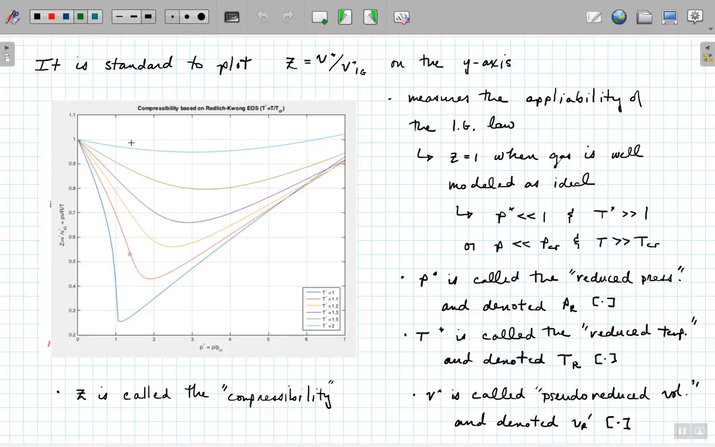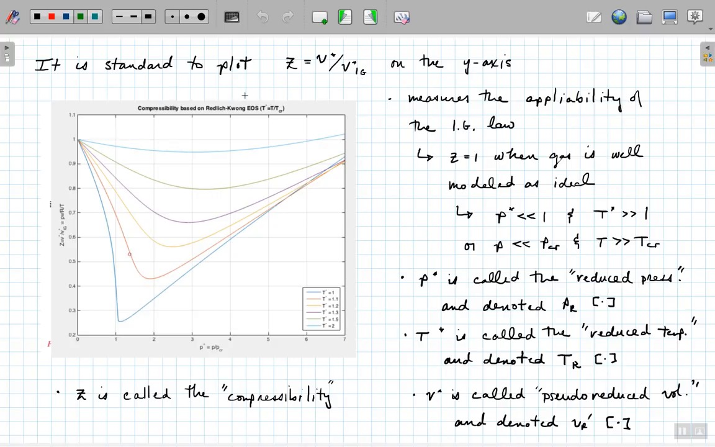Here what I've done is this computation, V star over V_IG, using the Redlich-Kwong equation of state. And what I've got here is what's known as a compressibility chart, which is kind of badly named because compressibility really should mean something else. But nonetheless, what it's really telling me is the comparison between the value of the volume as it is and the volume that the ideal gas would predict.